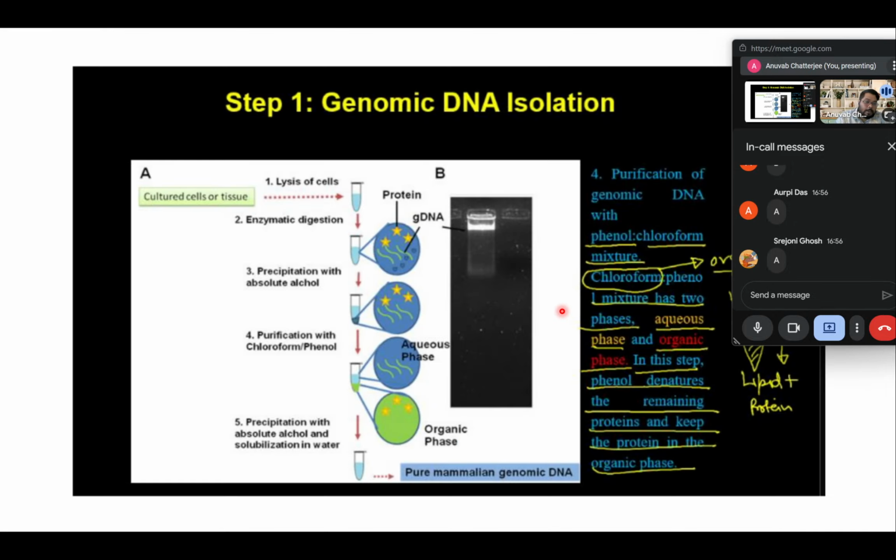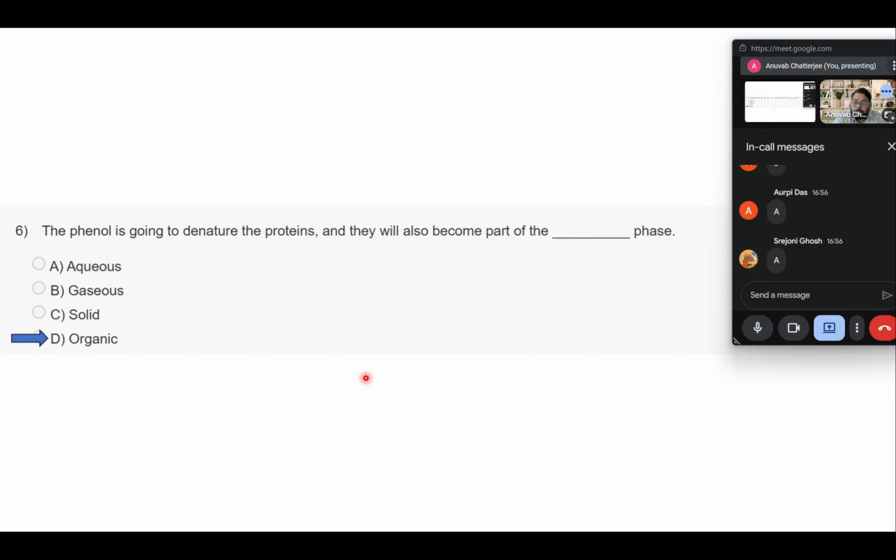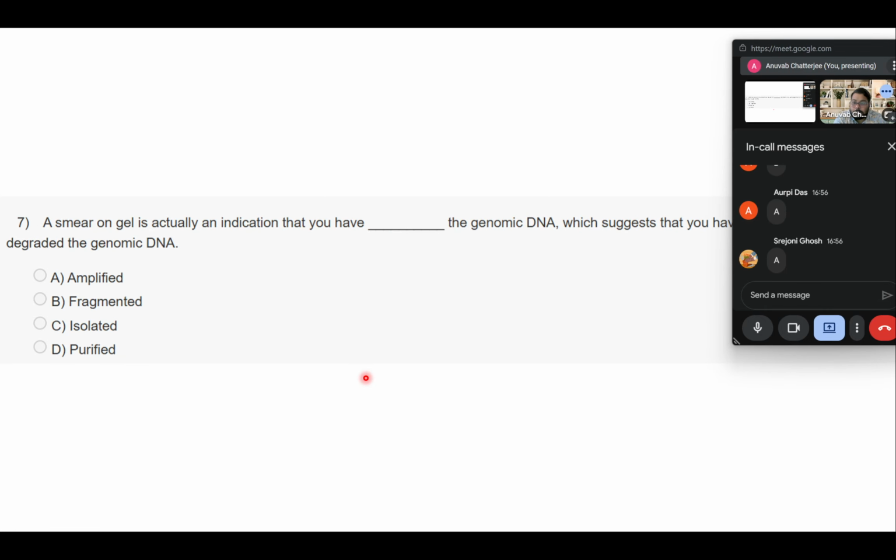So as we have been discussing, the chloroform and phenol will form the organic phase, and the phenol will trap the proteins in the organic phase. The aqueous phase will have the DNA. The phenol is going to denature the proteins, and they will also become part of the organic phase.